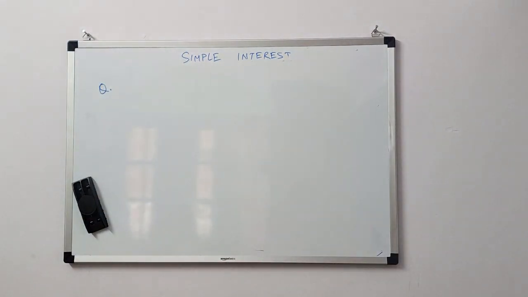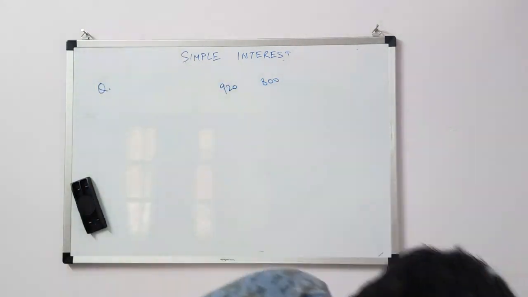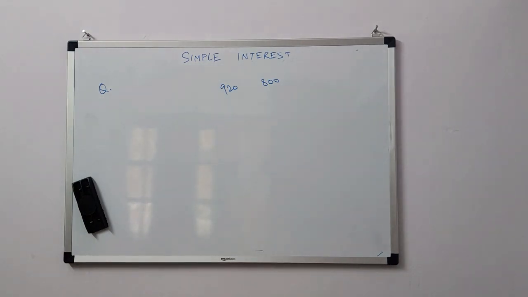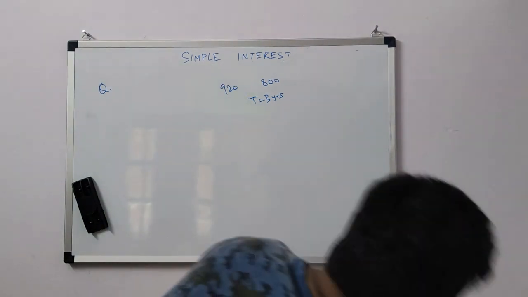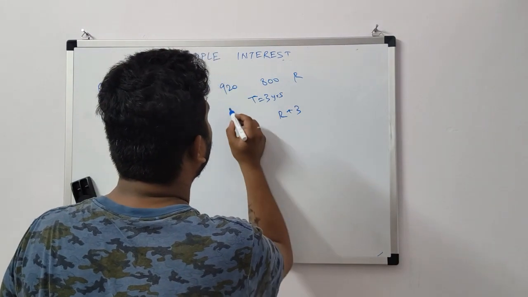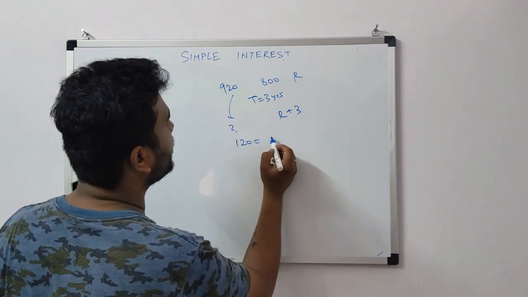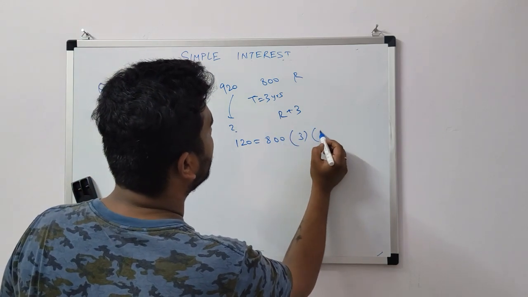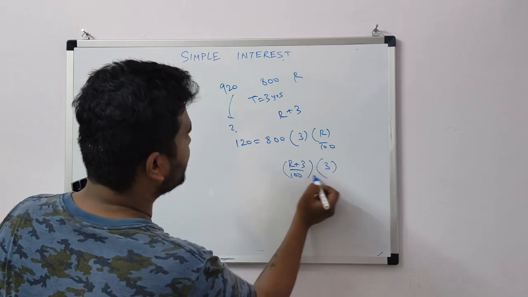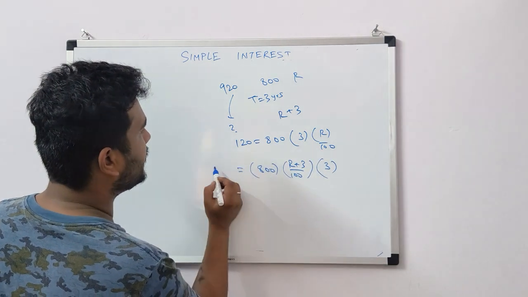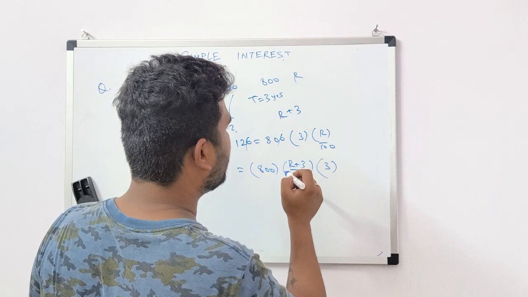Last question. Last question is: the sum of 800 amounts to 920 in 3 years. If the rate is increased by 3%, then what will be this amount? Okay. So 920 and 800. What is the interest? 120. On principal 800, time 3, R is the rate. Next time when the rate is this, again time is 3 years. This we still know will stay 800. This we need to find out. Very simple. Maybe some zeros we can get rid of.